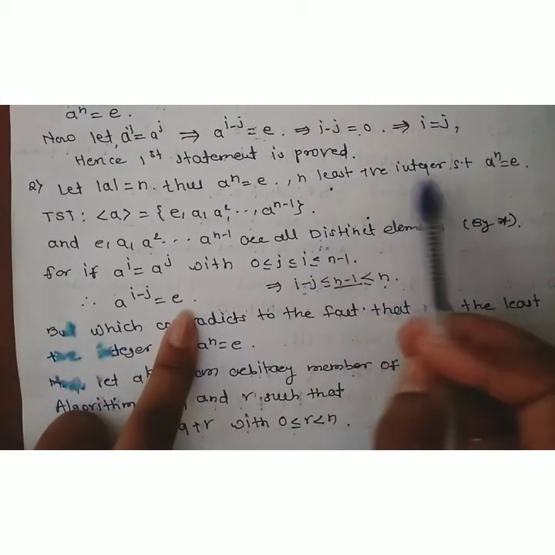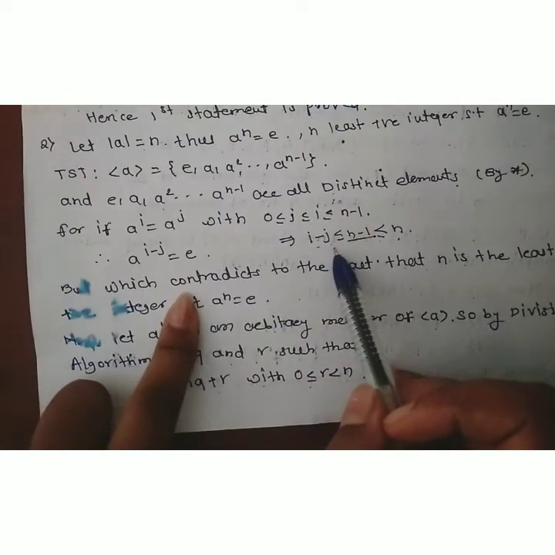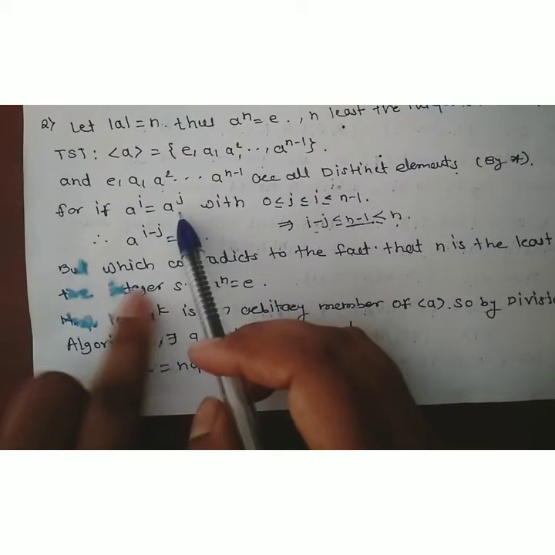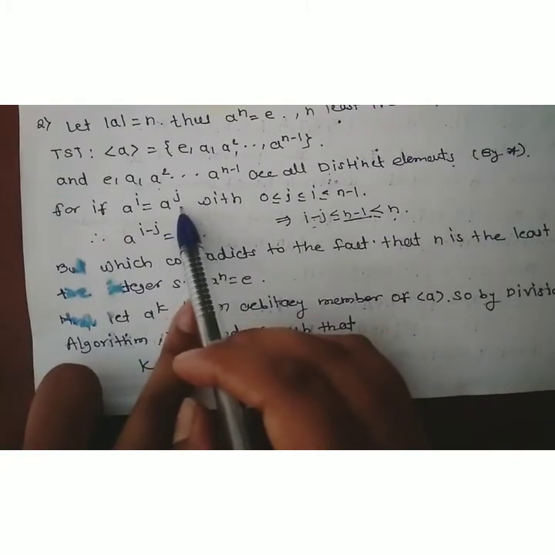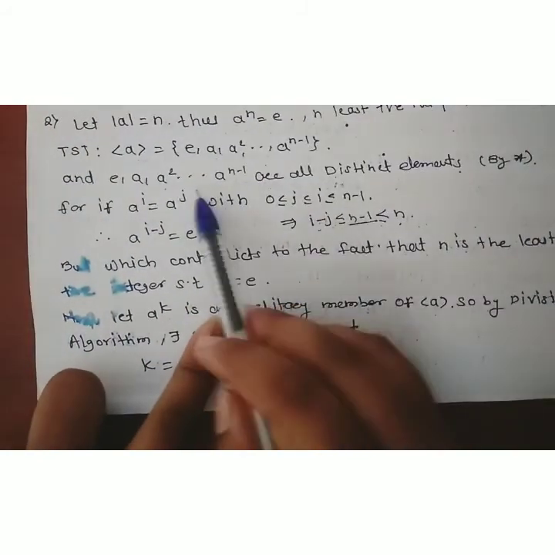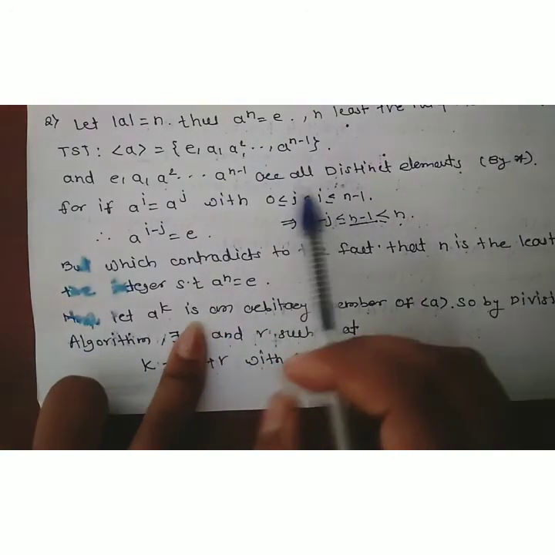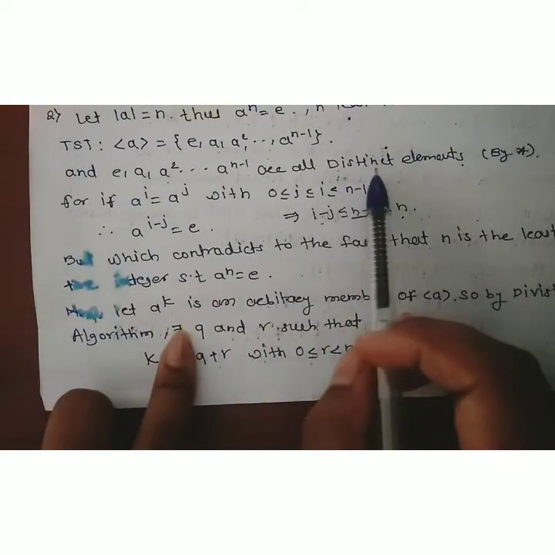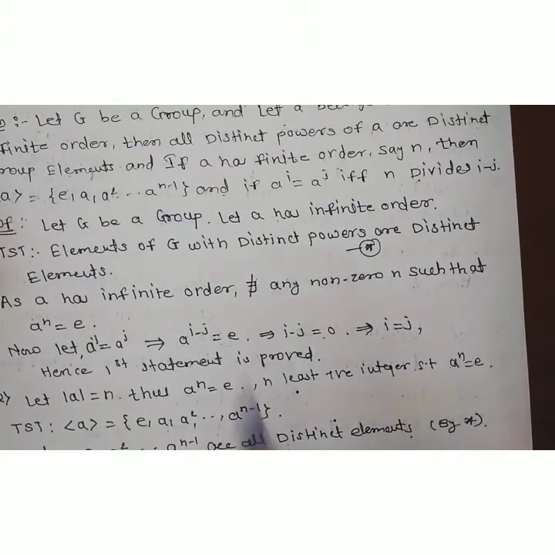But here n is the least positive integer such that a to the power n is equal to identity. Here we get a contradiction. Therefore these two elements are not identical. If we consider any two elements with distinct powers i and j, these two elements are not identical. So any two elements of the set with distinct powers are distinct elements. Therefore a, a squared, and so on up to a to the power n minus 1, all these are distinct elements.